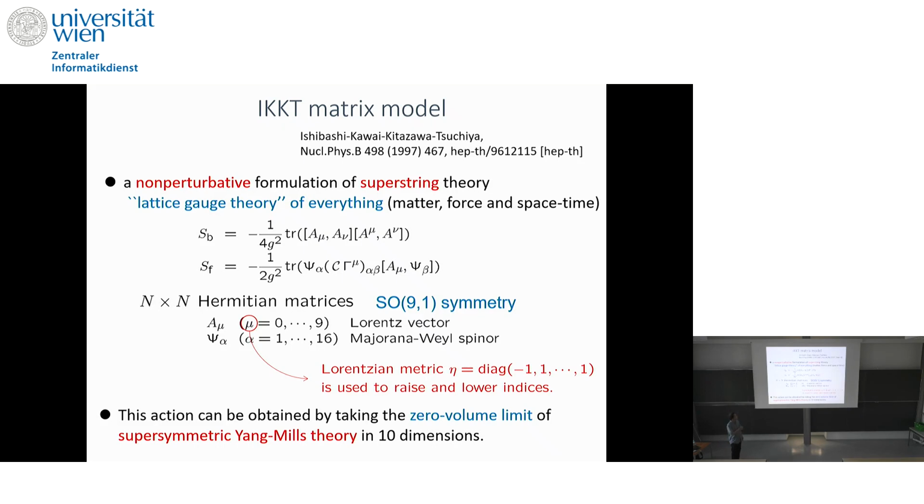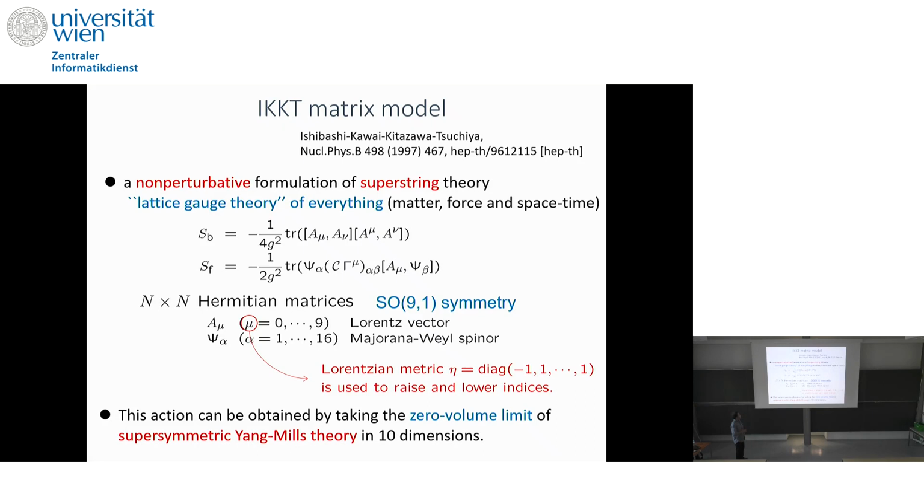And the action of this model is very simple. It's just given by this bosonic part and the fermionic part. And the dynamical variables are just N by N Hermitian matrices without any argument. So there's no space-time a priori in this model. It's just a matrix model. And this model has SO(9,1) Lorentz symmetry, under which A_mu transforms as a Lorentz vector and psi_alpha transforms as a Majorana-Weyl spinor. And these Lorentz indices are contracted using the Lorentzian metric, this one, and therefore it has this symmetry. And this fact is going to play a very important role in my talk today.